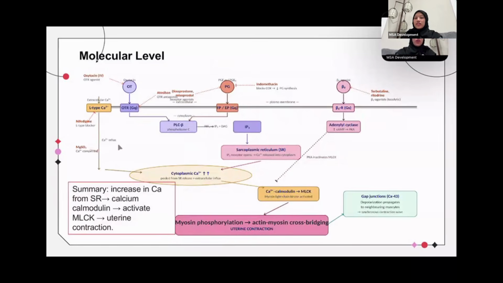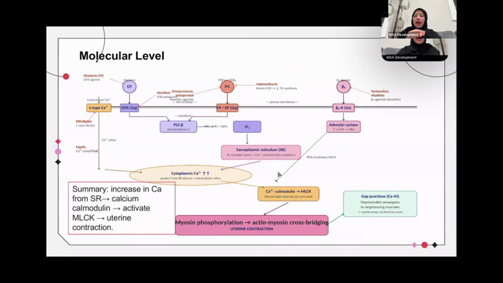I mentioned all these receptors and calcium. So it's important to know for these drugs. In short, you have an increase in calcium from the sarcoplasmic reticulum in the cell, which will go and activate calcium calmodulin and the myosin light chain kinase activation, the MLCK pathway, with the calcium. This is basic science, to be honest, but just for you to know, which will cause myosin phosphorylation because of the kinase, right? Phosphorylation will cause actin and myosin cross bridging and the contraction of the muscles. And this will go over all the gap junctions and contract the uterus.